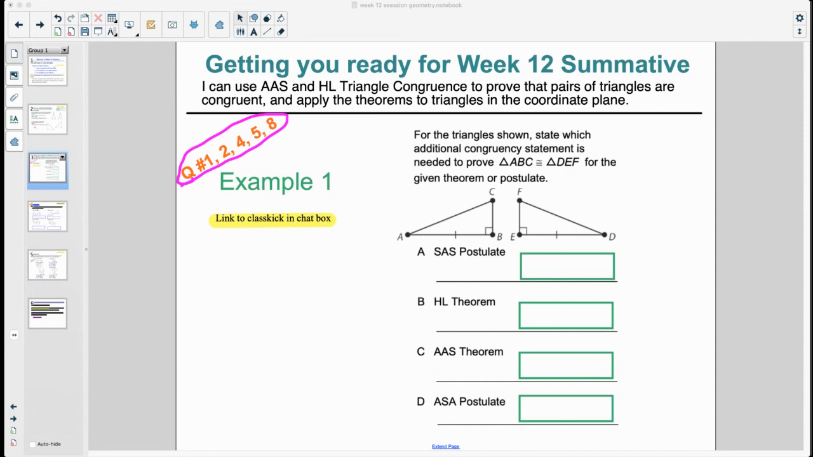Great job so far, guys. Again, you are writing what else you would need to be congruent in order for this theorem to be used to prove that the triangles are congruent. All right, so again, what additional piece would you need? Give you another minute and a half.